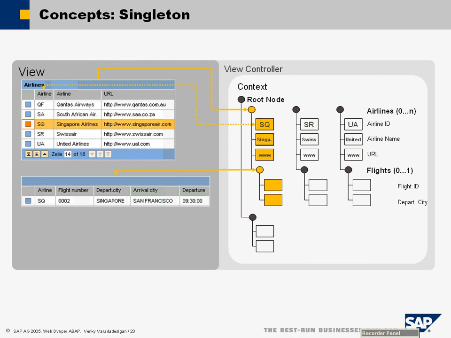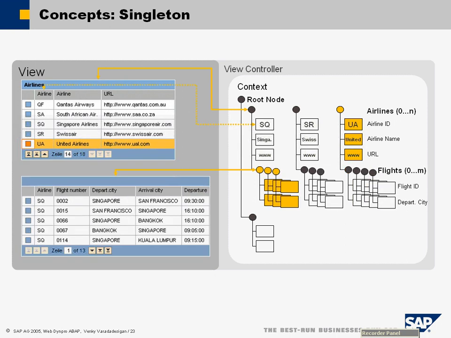For example, in this case, what you see on the screen here is on the top you have a list of airlines, and when the user chooses a single airline, all the corresponding flights will be displayed in another table, right? So in this case, the airline cardinality is 0 to many. That means there could be many airlines, and the cardinality of flights is 0 to 1. That means for each airline you can show only one flight, right? So that's how it goes. So if the user chooses an airline, in the bottom table you can show only one flight.